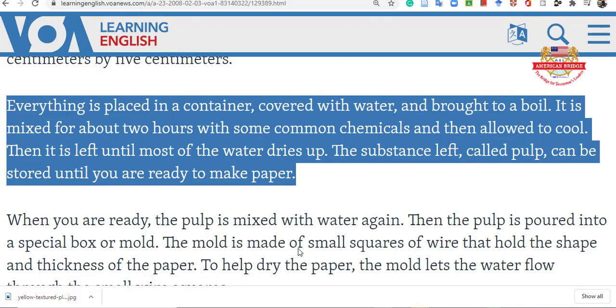Okay, so they mentioned the container. So the container can be a mold, covered with water and brought to a boil, and it is mixed for about 2 hours with some common chemicals and then allowed to cool. Then it is left till most of the water dries up. The substance left, called pulp, can be stored until you are ready to make the paper.